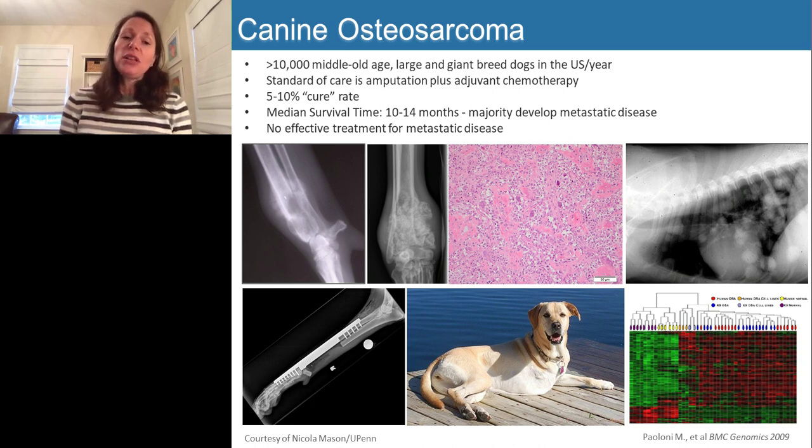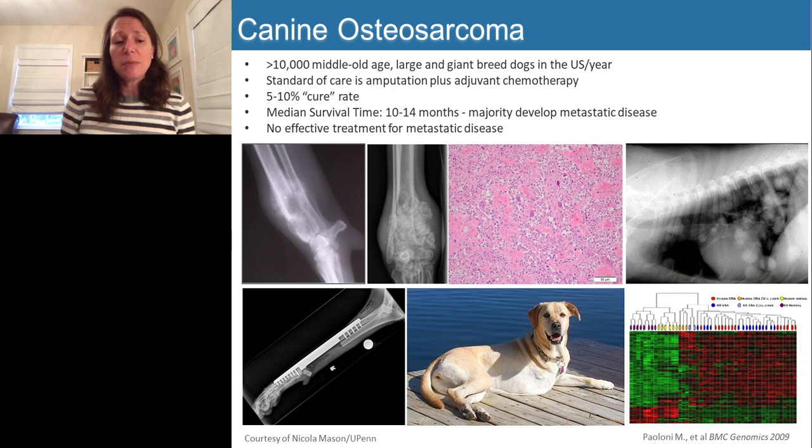The standard of care currently is amputation of the affected limb followed by adjuvant chemotherapy. But even doing that only allows us to have long-term survival or a cure of 3 years or longer of about 5 to 10%. And unfortunately, the median survival time overall, even despite aggressive therapy, is only about 10 to 14 months. And the vast majority of dogs succumb to metastases or spread, typically into the lung, but also other places too, like the bone and soft tissue. And really, once dogs develop metastatic disease, we don't really have good, effective management strategies for that advanced stage.